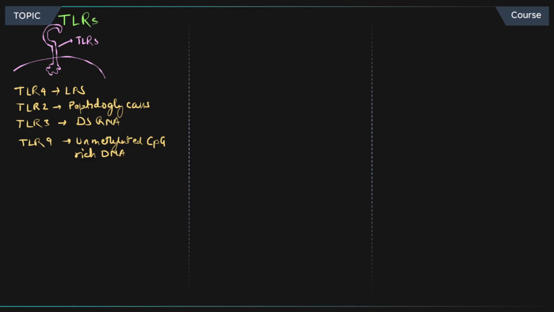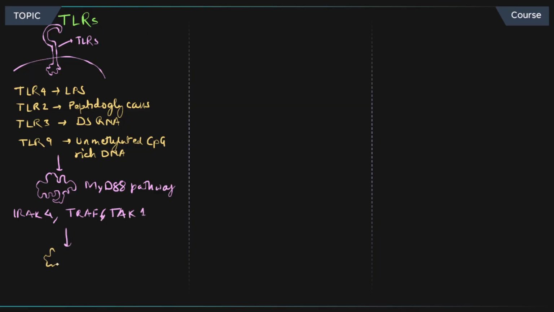Further, this interaction is going to activate the MyD88-dependent pathway. There is a protein called MyD88 that can get activated, and it is going to further activate downstream molecules, and those molecules are IRAK4. You need to remember the names of these molecules, TRAF6 and TAK1. These are the downstream molecules that can activate nuclear factor kappa B.